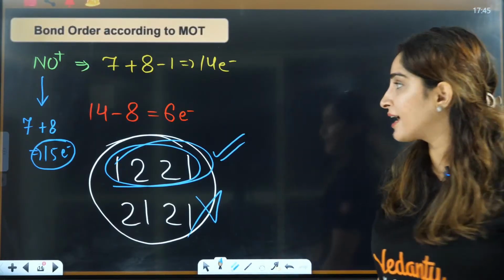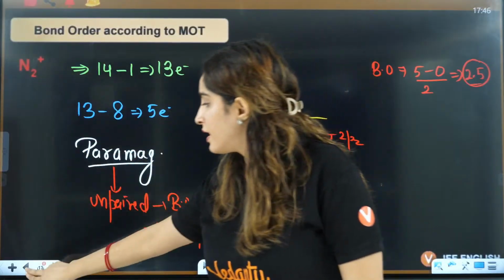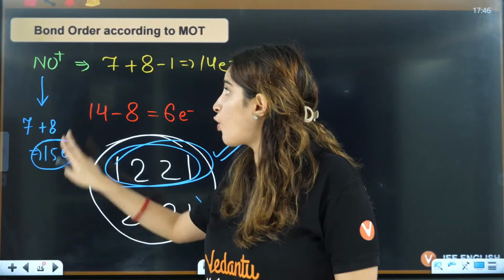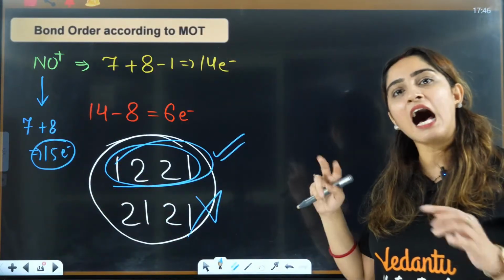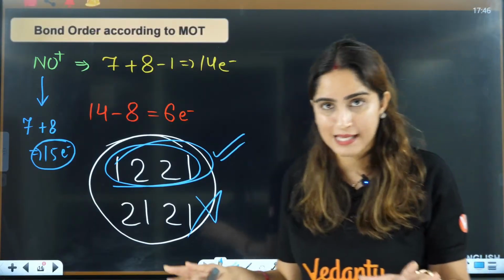Why am I saying again and again, see here I also taught you to find out according to the neutral state. Here also I told you to find out according to neutral state. Here also I am telling you according to neutral state. It's just that in the last two previous examples, neutral and ionic were giving the same pattern.